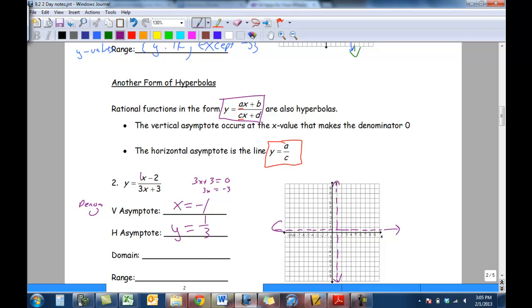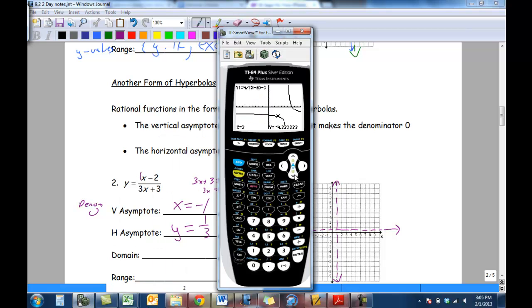All right, so we use our calculator to graph this. Now, once again, be careful with your parentheses. We're going to have to put this whole numerator on top, and in order to make sure the whole thing is on top, use parentheses. Parentheses, x minus 2, make sure you close parentheses, and then divided by, then we got a new set of parentheses for the whole denominator. 3x plus 3.